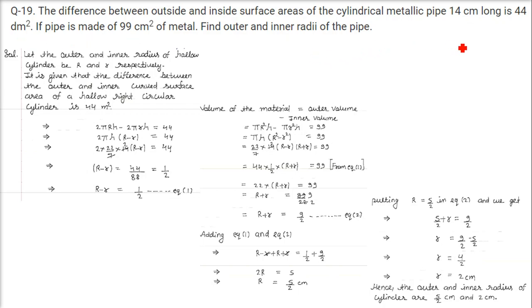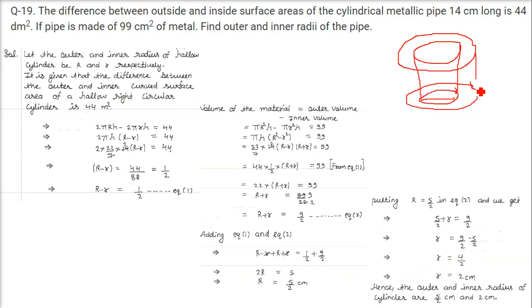So we have a cylindrical metal pipe, say like this, and there is an outer one and there is an internal one. So the difference between outside and inside surface areas, so surface area we have to find out. First of all, we know that the surface area of a cylinder is 2 pi RH. We'll take the difference. The height is given 14, and the difference is 44 centimeter square.